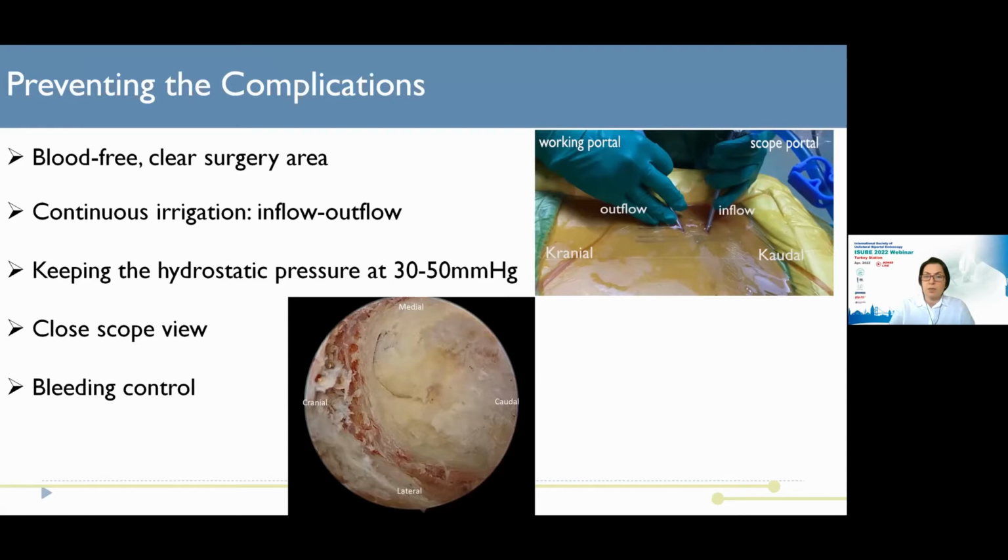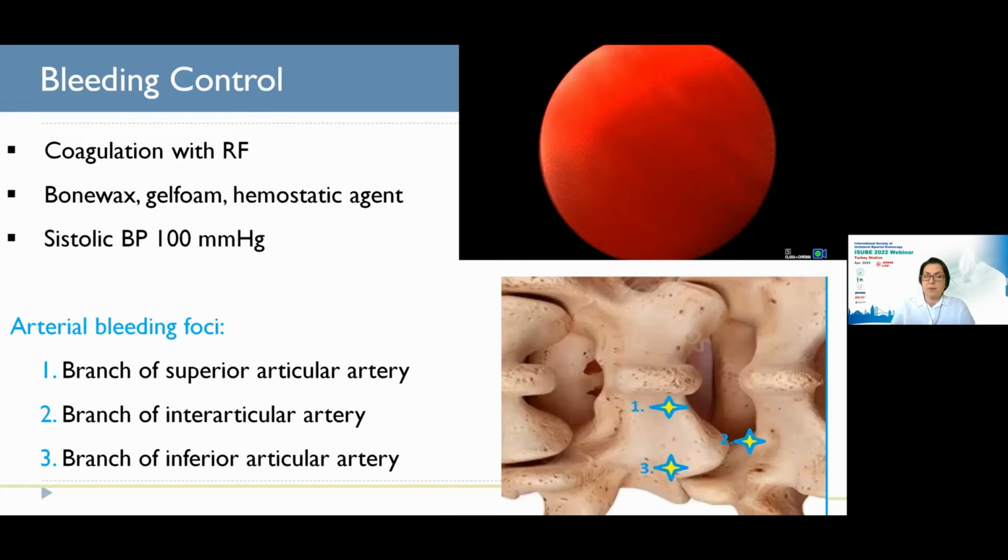In cases such as bleeding, inadequate water circulation, or blurry endoscopic vision in the surgery area, a suction tip can be used. It functions as a natural drain. Usually, the epidural vein bleeds, but we can frequently see 3 other arterial branches that can bleed. Coagulation with RF is usually enough for hemostasis. Bone wax can be used in bleedings that are bone-based. For hemostasis, gel foam or hemostatic agent can be used.